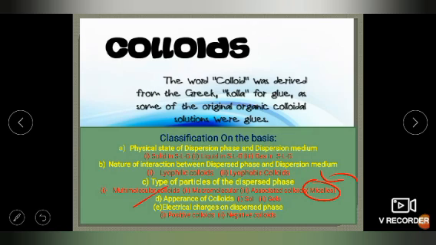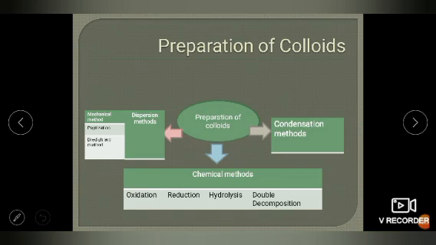The fourth type of classification is the appearance of colloids. There are two types, sol or gel. And the fifth is electrical charge, that is positive and negative. After doing colloids and the classification of colloids, we are going to start our next topic, that is preparation of colloids.